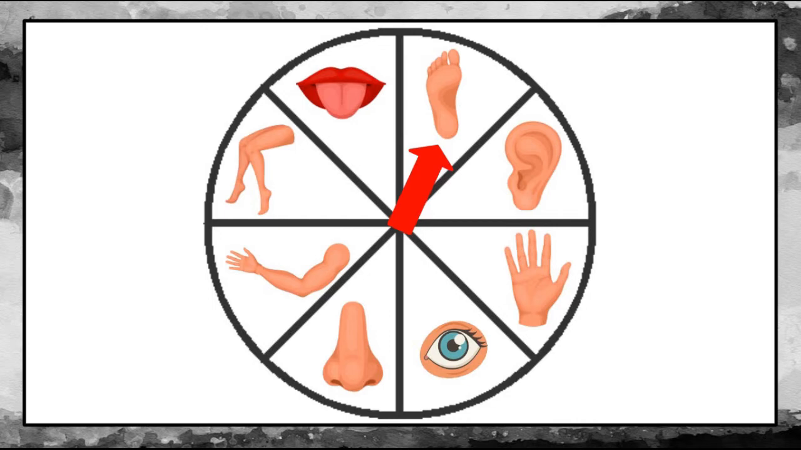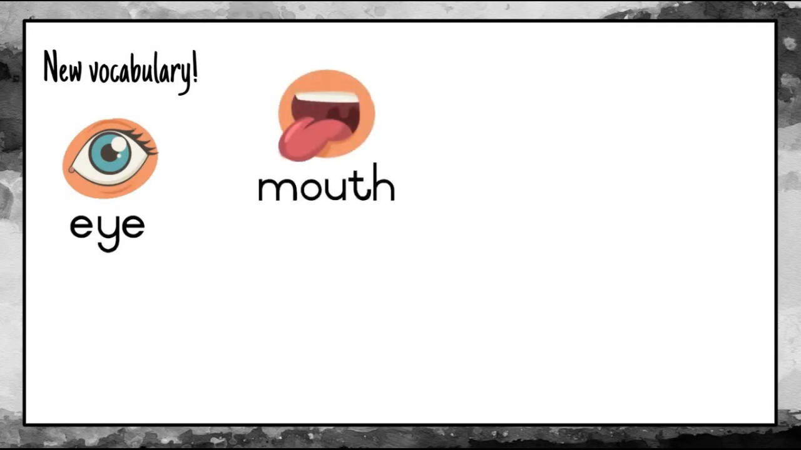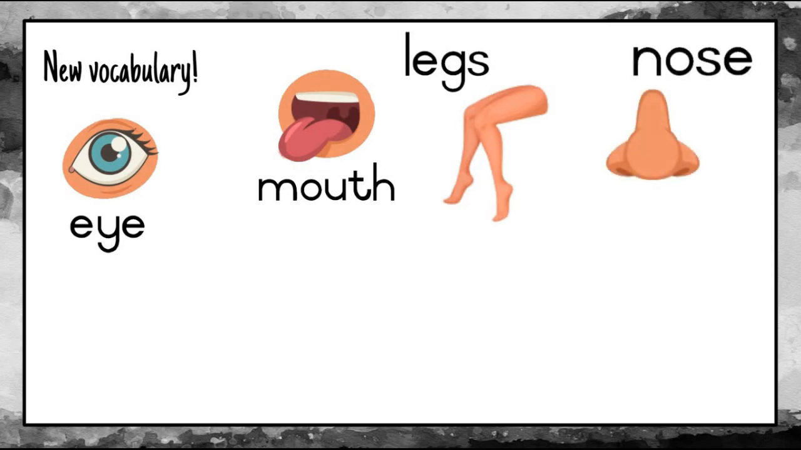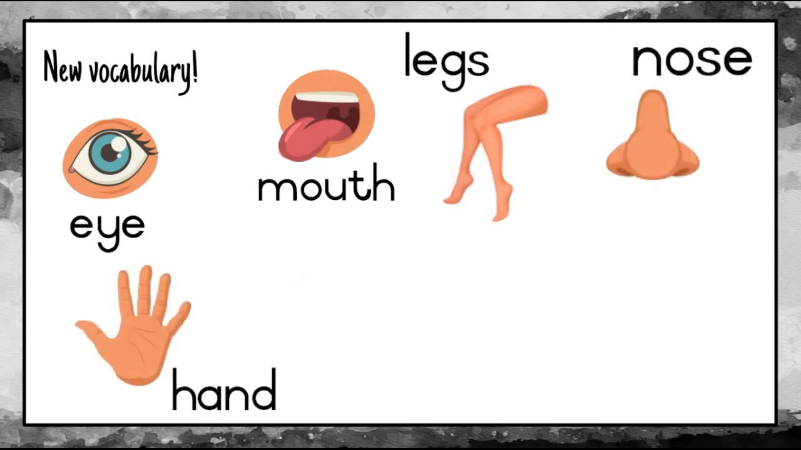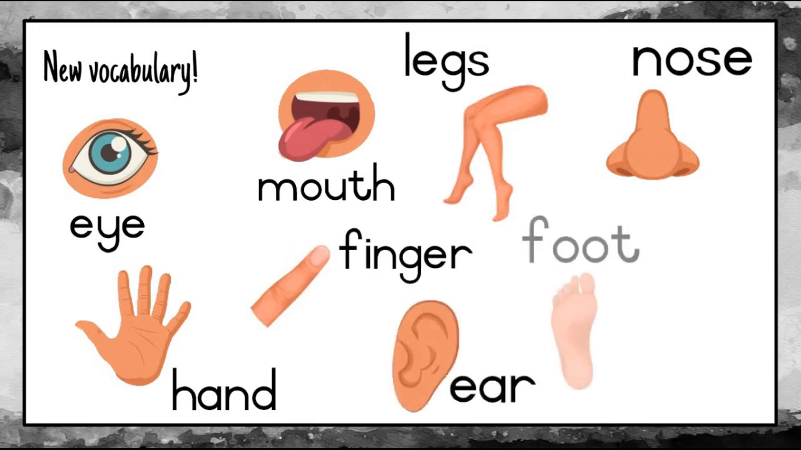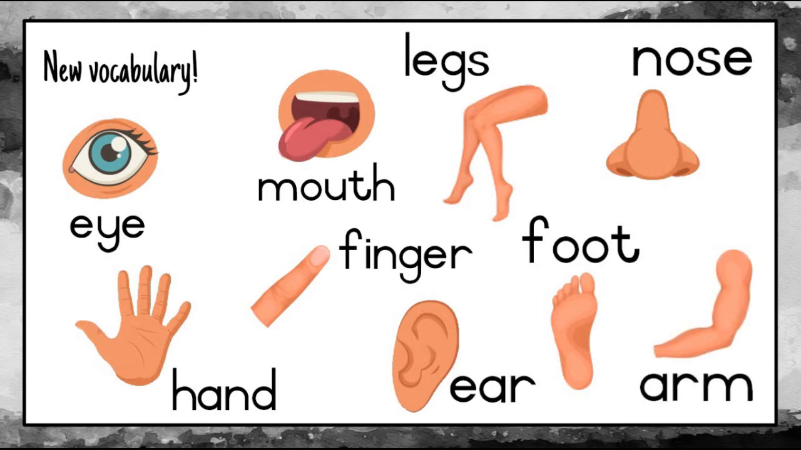Alright, I think we are done with this game. Did you enjoy it? We will maybe play it when I see you again. New vocabulary. This means this is new words that we are going to learn this week. Eye, mouth, legs, nose, hand, finger, ear, foot, and arm.